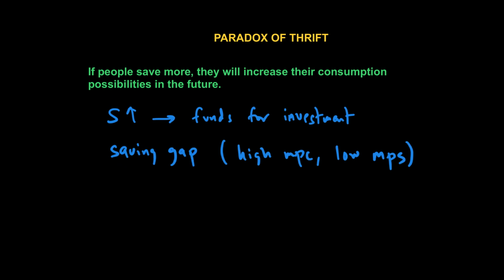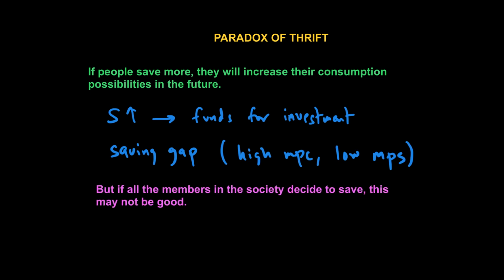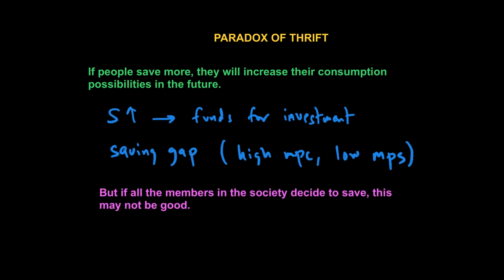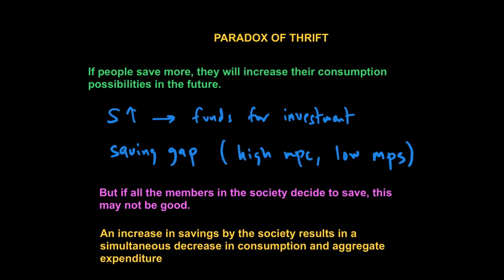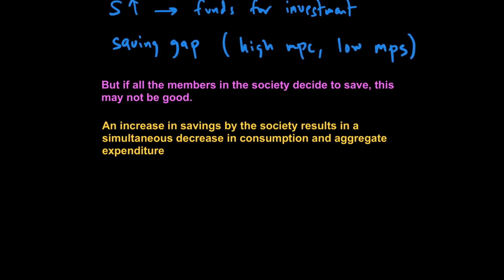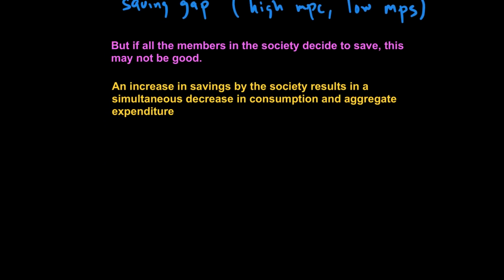But what the paradox of thrift says is, if some people save, that's not bad because that is increasing consumption possibility in the future. But what if all the members in the society decide to save? If all the members in a society decide to save, this may not be desirable, because that increase in saving by the society means that there will be a decrease in consumption and aggregate expenditure. So what we're saying is this: if saving goes up, consumption goes down.